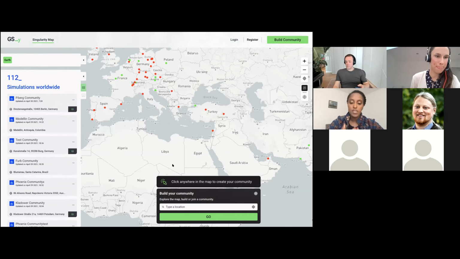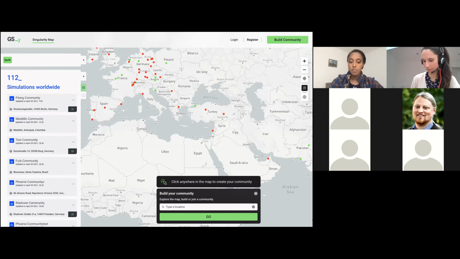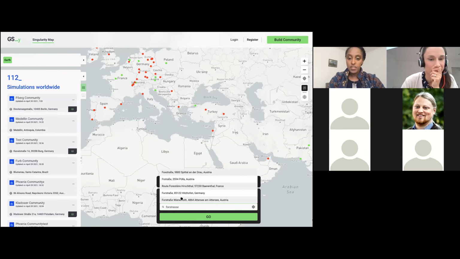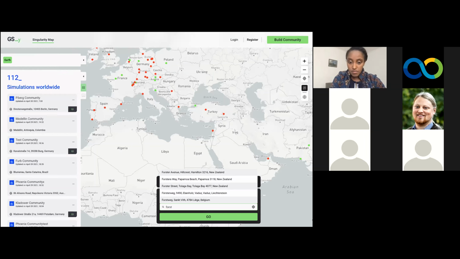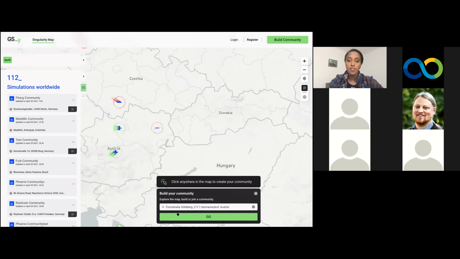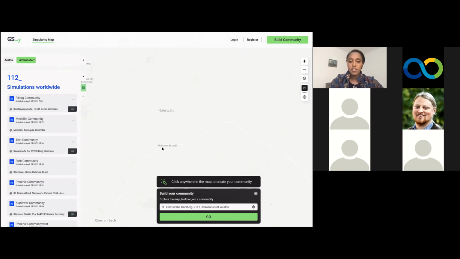So if, for example, I have a friend, she lives in Potsdam, anyone can start by clicking here, build your own community, you can explore the map, you can type an address. It can be anywhere, even in Austria. I can pick if I have a friend living there, and the map zooms in to the particular region.